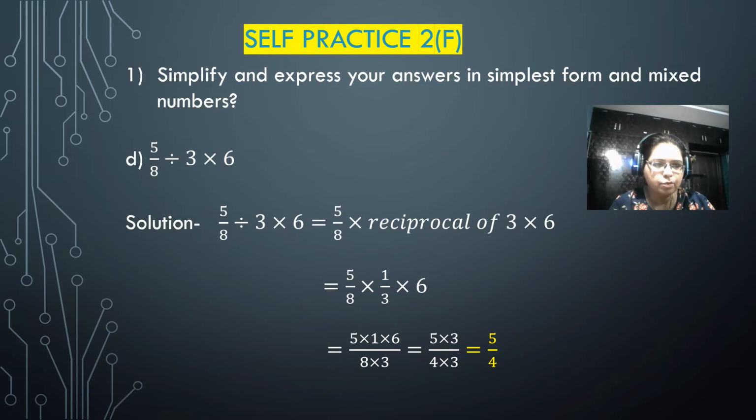Now we solve question number 4, fourth bit D. 5 divided by 8 division of 3 multiplication with 6. Now we change this division symbol into multiplication symbol. Just multiply with the reciprocal of that fraction. 5 divided by 8 division of 3 multiplication of 6 is 5 divided by 8 multiplication with reciprocal of 3. We change this division symbol into multiplication. Just multiply with reciprocal of this number 3. Reciprocal of 3 multiplied with 6.